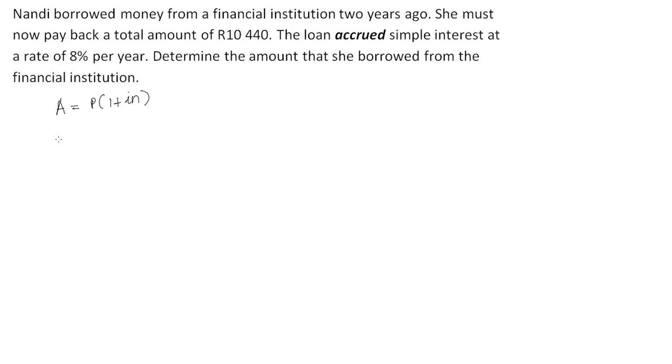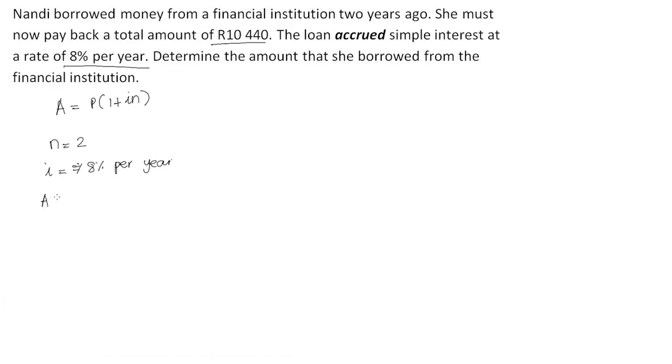Now looking at the problem, we see that Nandi borrowed money from a financial institution 2 years ago. Therefore, the n value in this problem is 2 years. The interest rate i, as you can see, is 8% per year. The amount that she must pay back is a total of 10,440. This is also known as the accumulated amount.